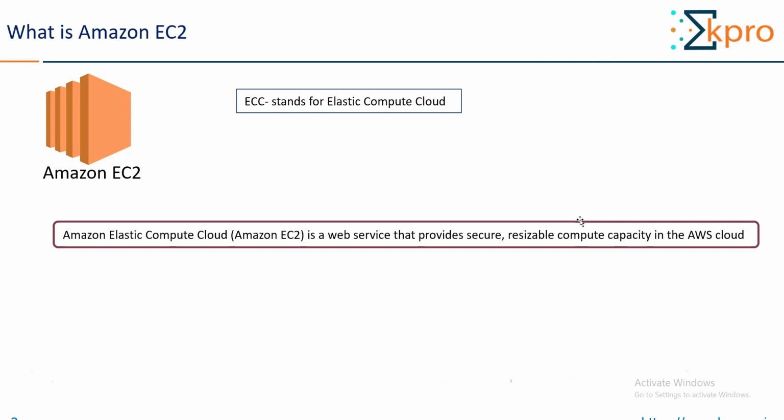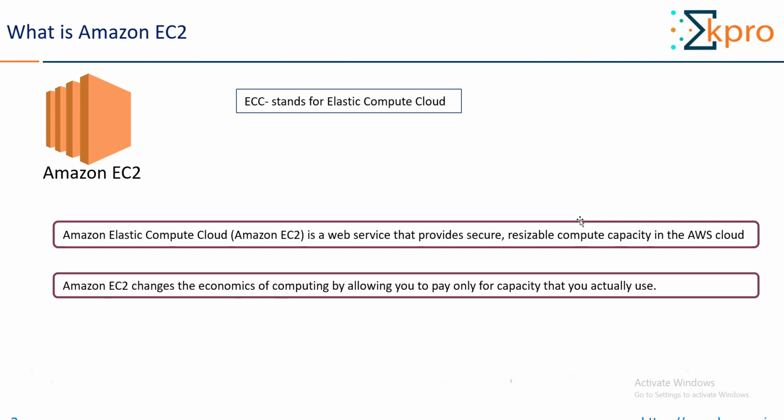So why say elastic? Like today you are running your virtual machine with 10 GB of RAM. You don't know the application workload, but tomorrow you think, no, I need a higher computation with high IO or high RAM, a RAM intensive server. You can choose that and migrate to that server in a simple way. That's the reason it is mentioned that it provides secure resizable compute capacity in the AWS cloud.